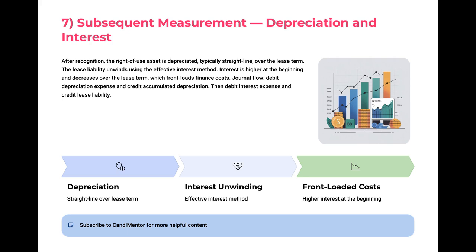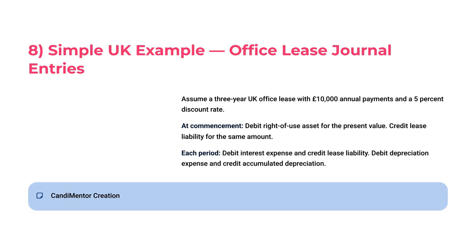Subsequent measurement, depreciation and interest. After recognition, the right-of-use asset is depreciated, typically straight line, over the lease term. The lease liability unwinds using the effective interest method. Interest is higher at the beginning and decreases over the lease term, which front-loads finance costs. Journal flow, debit depreciation expense and credit accumulated depreciation. Then debit interest expense and credit lease liability.